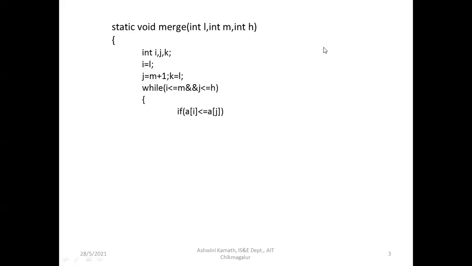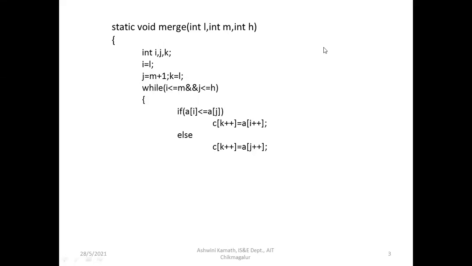If A of I is less than A of J, that is, one array is the left array and another is the right array. A of I is pointing to the left array's first element, and A of J is pointing to the right array's first element, initially. So if A of I is less than or equal to A of J, then A of I is smaller, so in C, include A of I: C of K plus plus is equal to A of I plus plus.